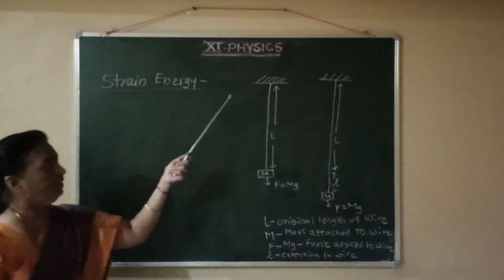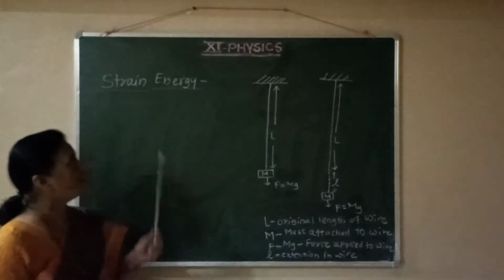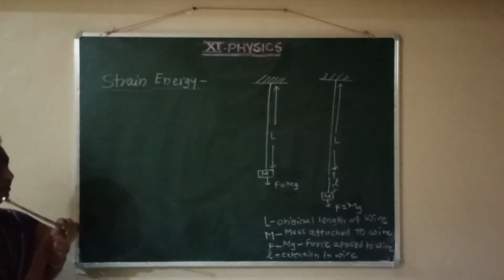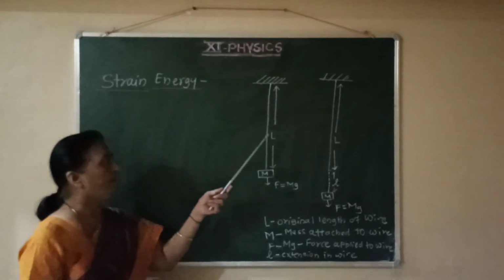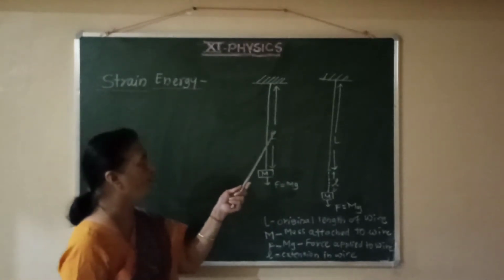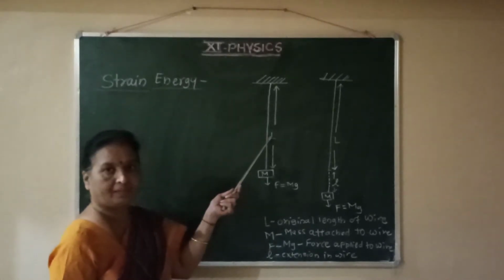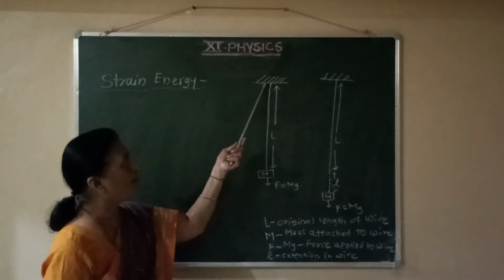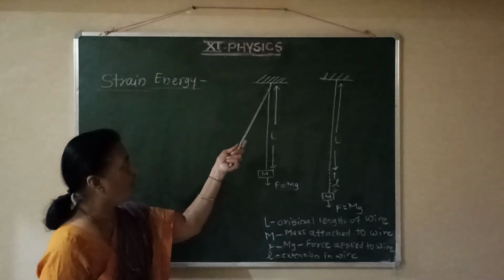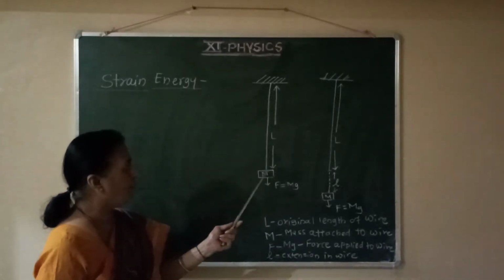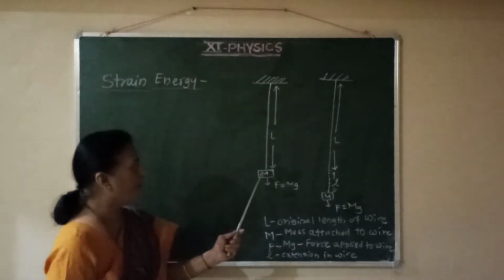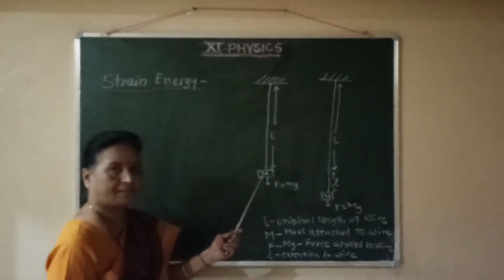So for that, since we have to derive this strain energy, we consider a long and thin uniform wire whose original length is L. The wire is suspended from a rigid support. To the lower end of the wire, we apply some suitable load. That means we apply some suitable mass.